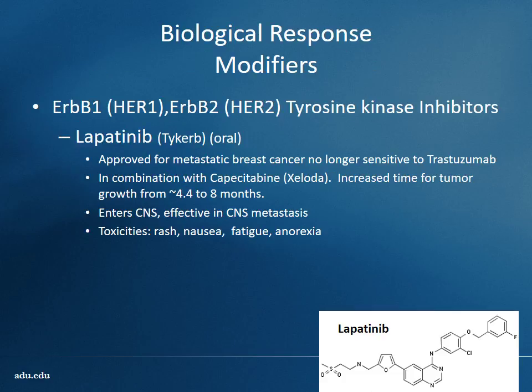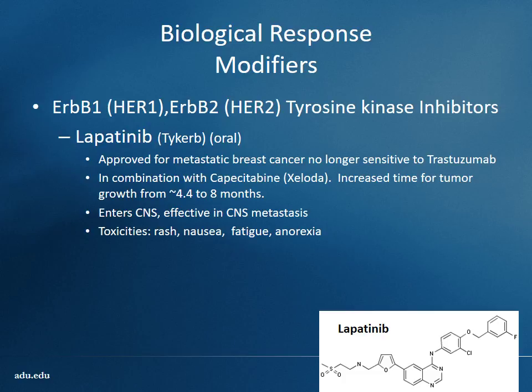You have one called lapatinib here that is affecting this ERB1 or HER1 and HER2. So this one can sometimes be used in combination. Again, you're usually using multiple drugs for these regimens in order to get some synergy there. So for instance, this one can be used in combination with capecitabine. You guys remember what type of drug that was? It's an anti-metabolite, right? So it's related back to the 5-FU that we talked about. But basically, you can see here how it actually increases the time to tumor growth, from 4.4 months up to 8 months, which is pretty good.